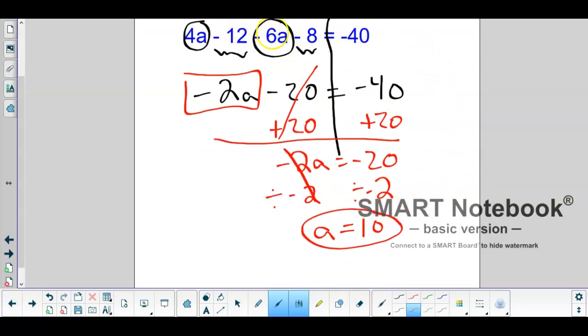So again, if we can ever shorten up or simplify the equation to make it easier to solve, that's going to be our first step. After that, then we'll use our inverses, our golden rule, and be able to get the variable by itself.